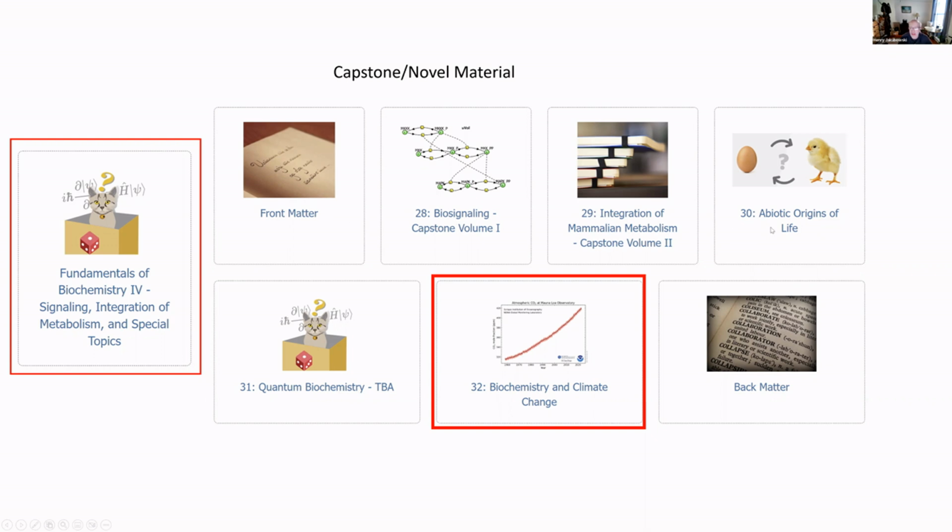This section also allows us to add interesting things that you wouldn't find in most normal texts. So for instance, abiotic origins of life, quantum biochemistry, which I have to say, is not populated yet. We're hoping somebody will, and eventually it will get populated. I want to talk a little bit about this one, which I've actually been working on pretty hard for the last maybe 3 or 4 months.